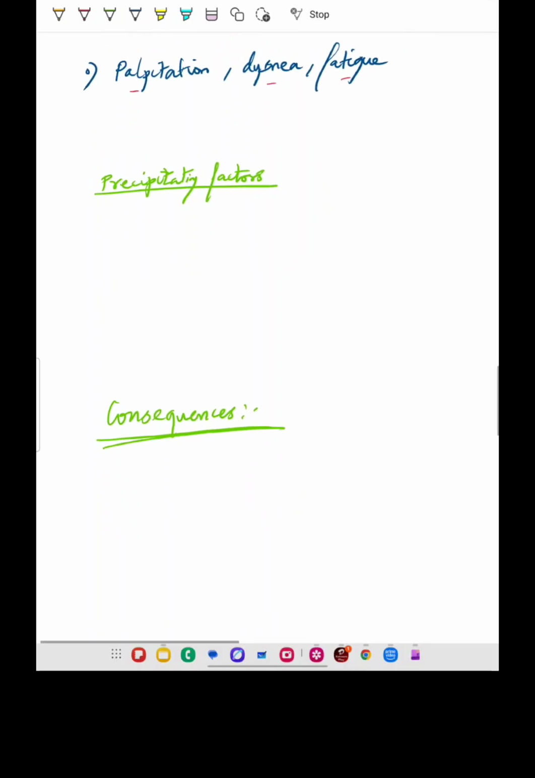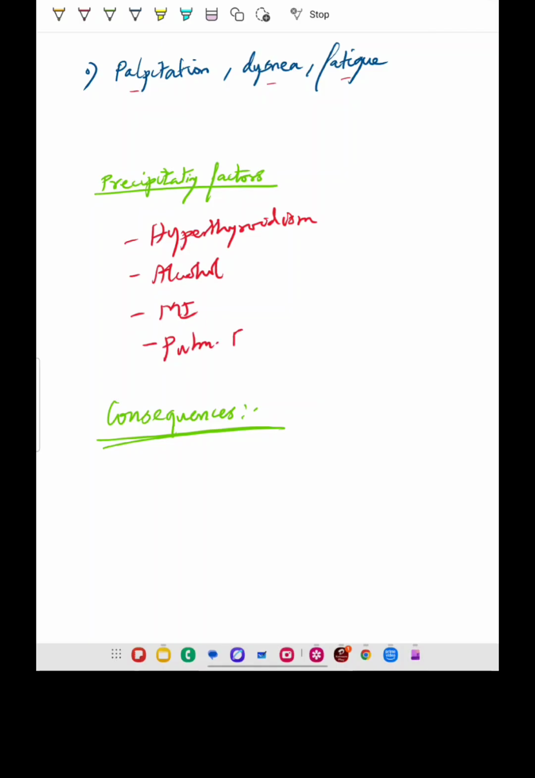So what are the precipitating factors? They might have hypothyroidism. They would have had a binge of alcohol. They might have suffered an MI. They might have had a pulmonary embolism. They might have undergone a cardiac surgery. They might have had pericarditis.